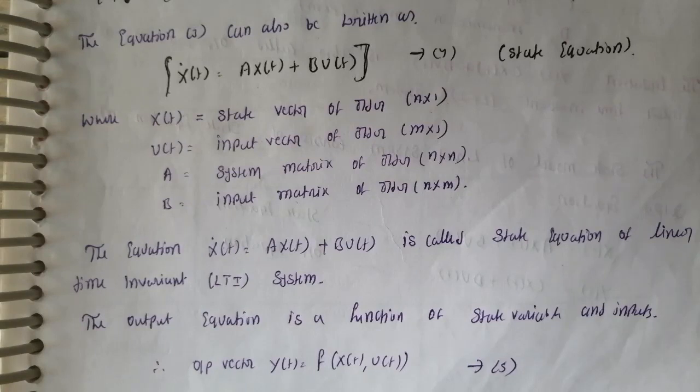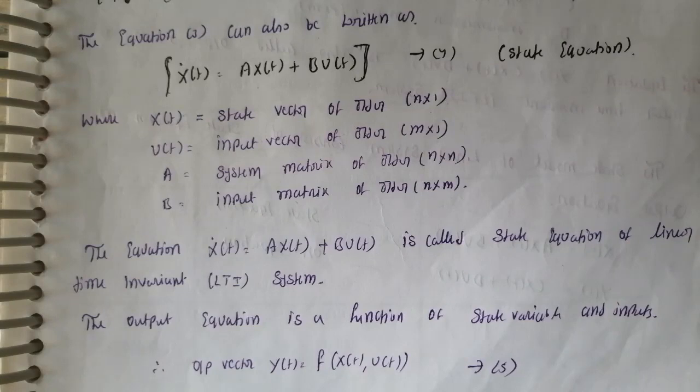Linear time invariant system means it is not possible to involve time values in the coefficients. That's why it is called time invariant. It does not depend on time. After that we apply the Laplace transform, the time domain converts to the S domain, and then the complete equation is in the form of the S domain. So there we don't need the value of time. So this is the state equation.